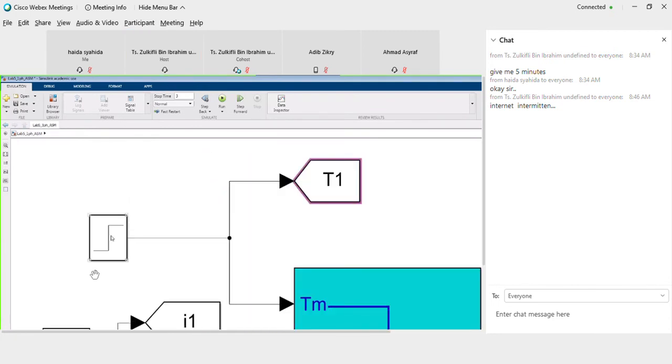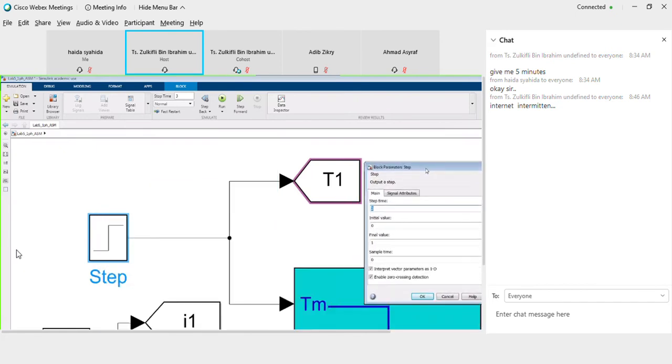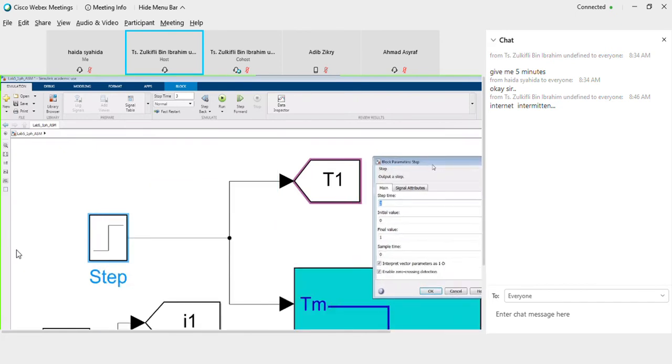Okay, ni dia bagi satu step signal ataupun step input. Bila parameter masuk dia, step input masuk dia, initial value ni top kan, so the top is 0. Okay, initial value. After 2 second, the final value will be 1. Alright, so contohnya at masa 0 to 2, you will have no torque.